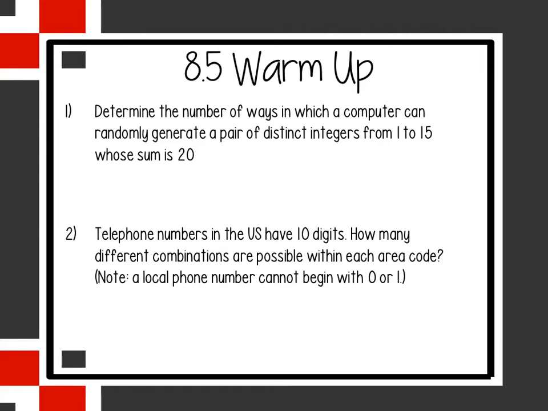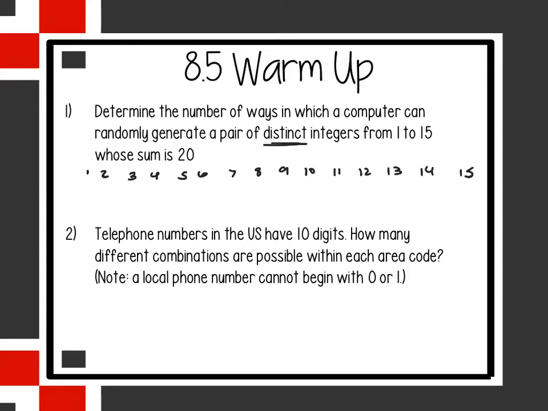All right, so yesterday we finished up talking about the simple counting principles. Number 1 said determine the ways in which a computer can randomly generate a pair of distinct integers from 1 to 15 whose sum is 20. So we're just trying to figure those out, right? So if I had 1, 2, 3, 4, 5, 6, 7, 8, 9, 10, 11, 12, 13, 14, 15, and I wanted to randomly generate a pair of distinct integers, that means the two are coming at the same time.